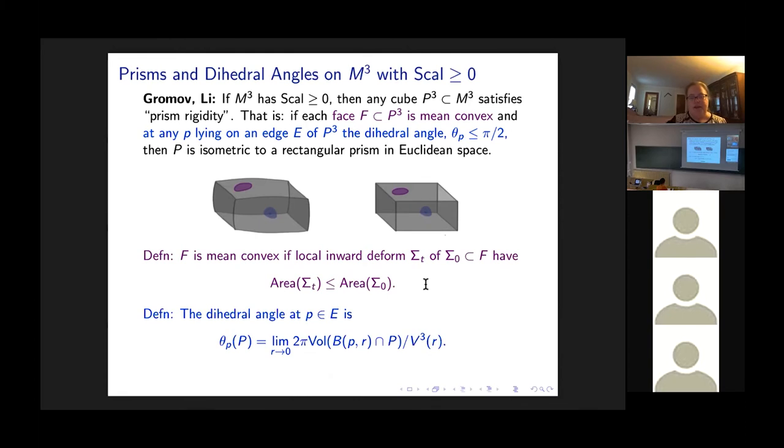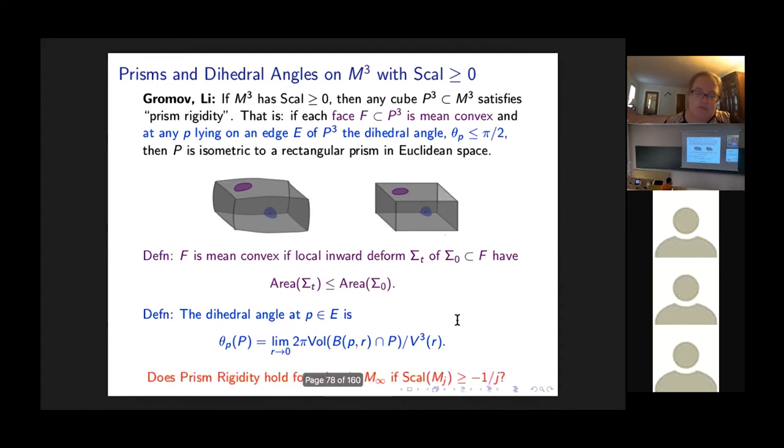And the dihedral angle at P can be defined using volumes. You could say, okay, I'm going to figure out the volume of a ball about P intersected with the prism. And that volume compared with the volume of a ball in Euclidean space, this ratio, when you multiply by 2 pi, should tell you what percent of the ball is inside the prism, which is roughly the dihedral angle once you take a limit. All right, so this is defined in a geometric way.